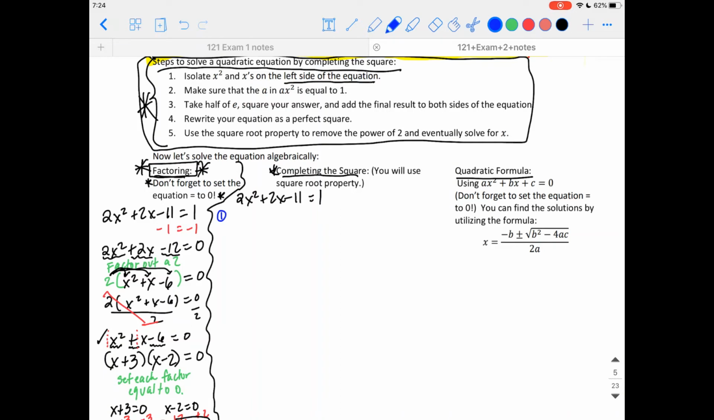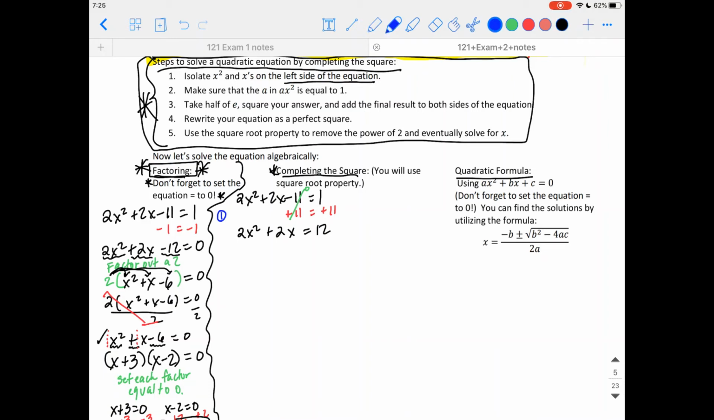So step 1 says isolate the x squared and the x's on the left side of the equation. If that's the case, then I need to move the minus 11 to the right-hand side. So I'm going to add 11 to both sides, and keep it in balance still. So I'm going to be left with 2x squared plus 2x. These are going to simplify to 0, and 1 plus 11 gives me a 12. So I'm going to take this really slow. Please pause the video if you need to digest here what's going on. Okay, so that's step 1.